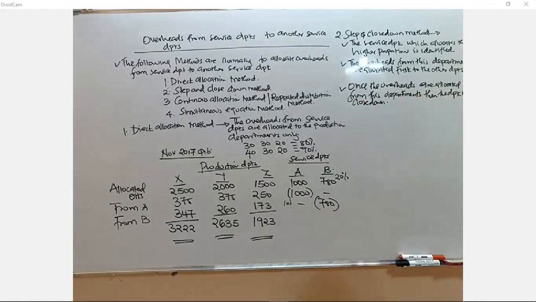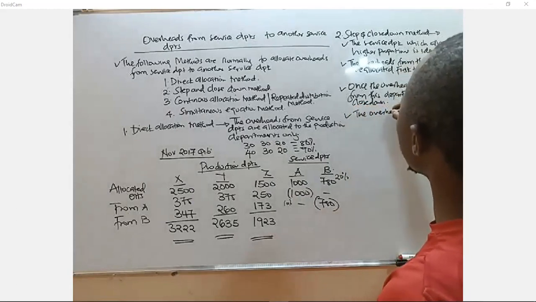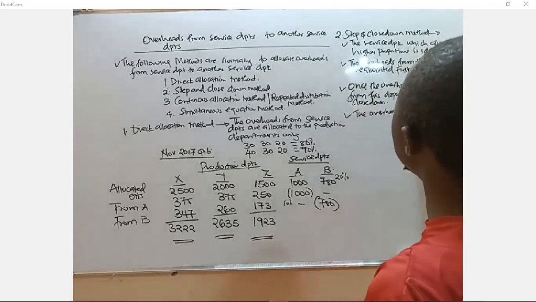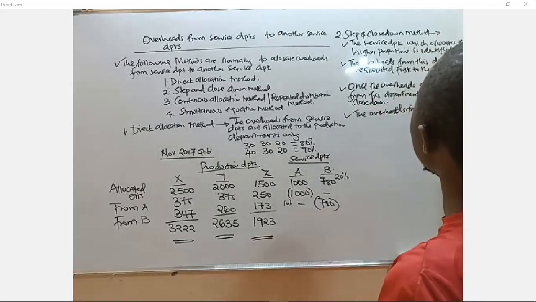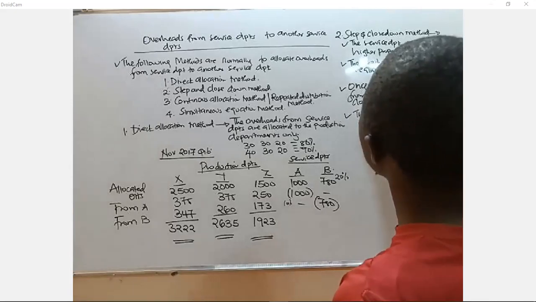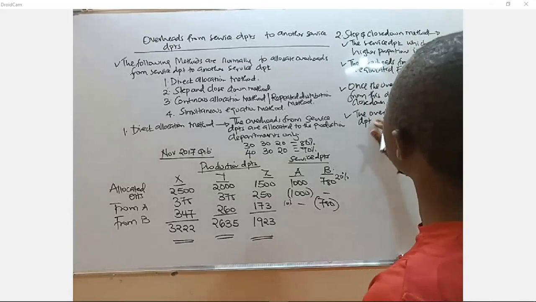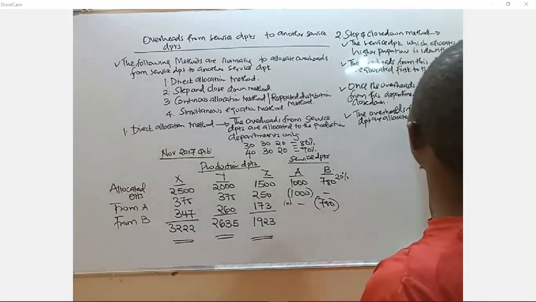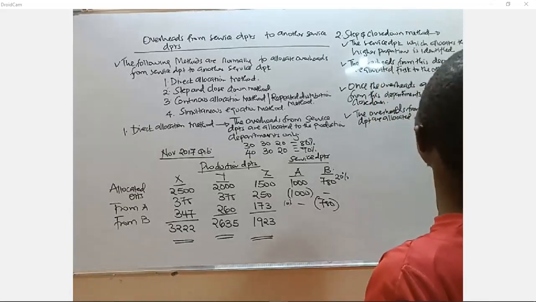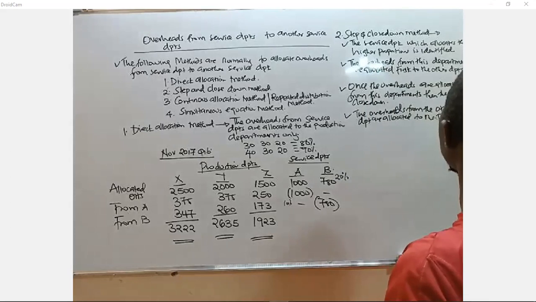So the overheads from the other department are then allocated to the production departments. They are allocated to the production department.